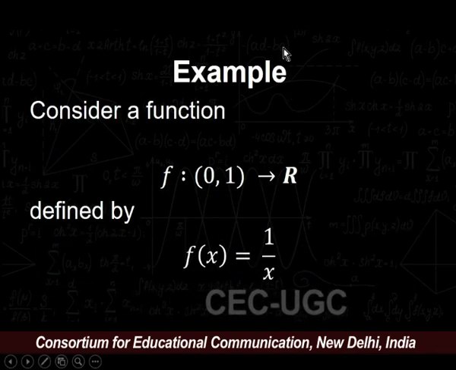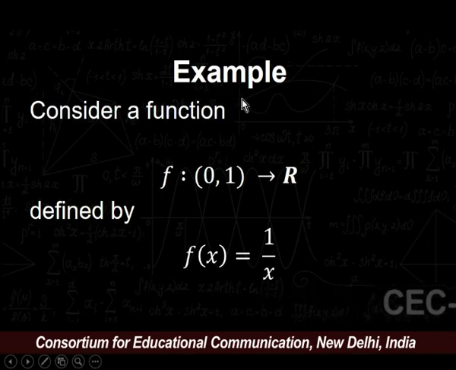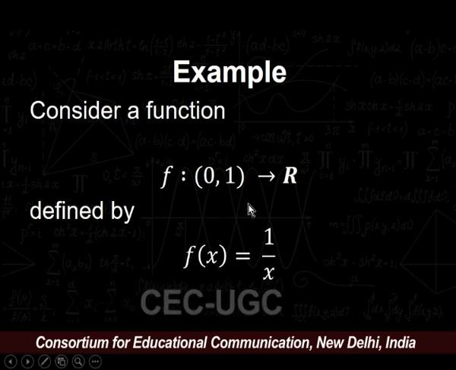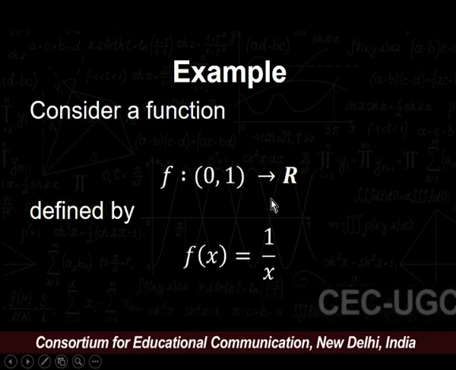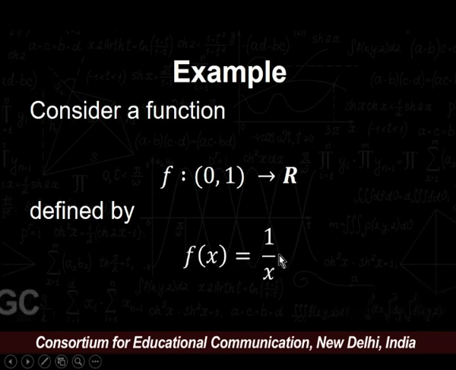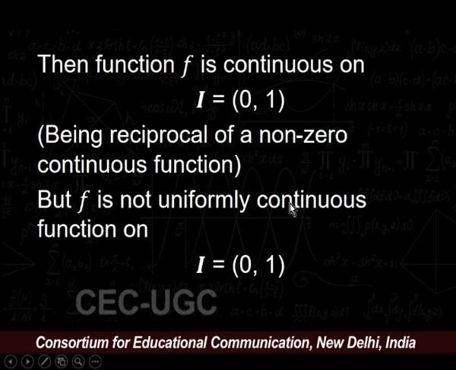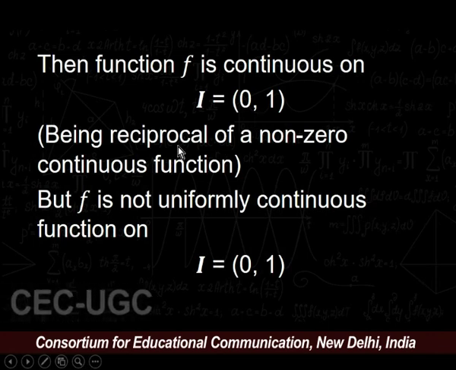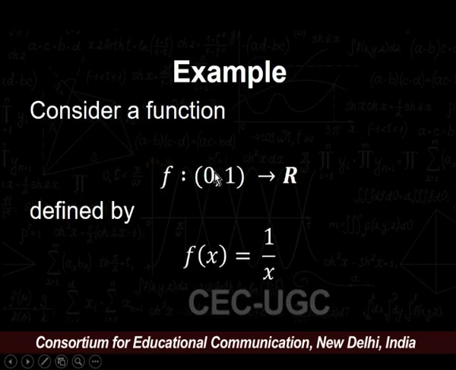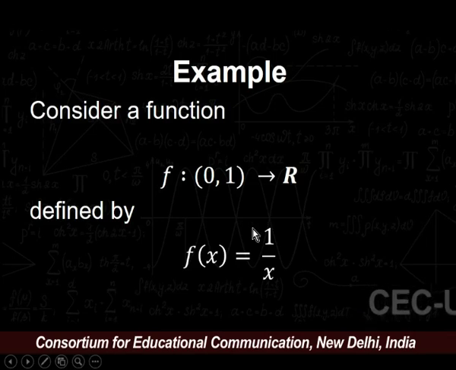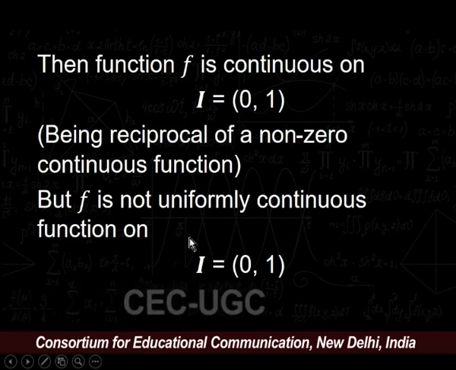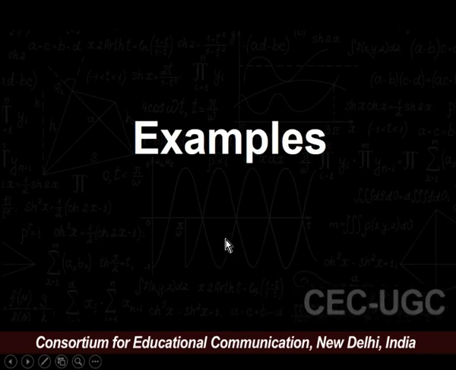To understand the converse part, let us start with an example. Consider a function f defined from I to R, where I is the open interval (0, 1), and the function is defined as f(x) = 1/x. We can say that the function f is continuous on I, because it is the reciprocal of a non-zero continuous function. So, this function is continuous, but the function f is not uniformly continuous on this particular interval.